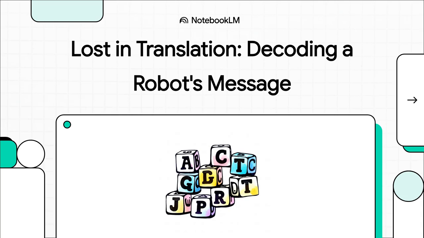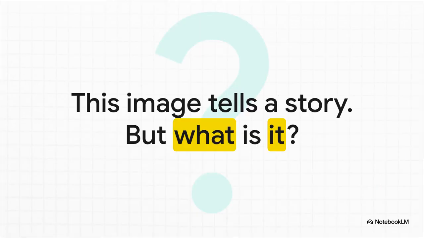Today, we're diving into a fascinating puzzle, a real head-scratcher, all captured in a single image. We've got these robots, a hidden message, and the problem is something got seriously lost in translation. This one cryptic picture tells a story of communication gone completely haywire, and we're going to figure out exactly where it all went wrong. So, take a look at this.